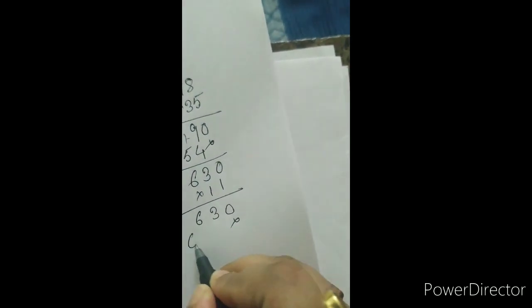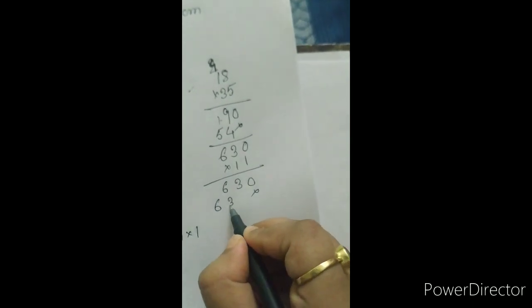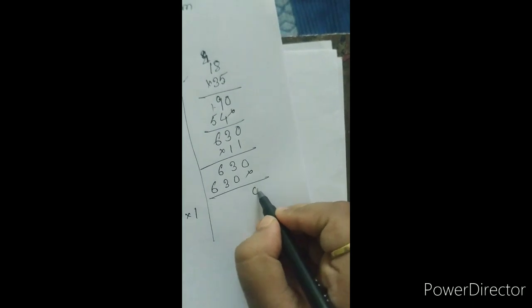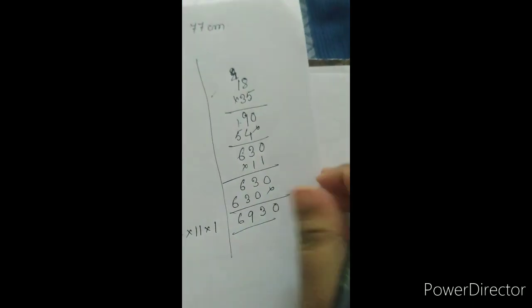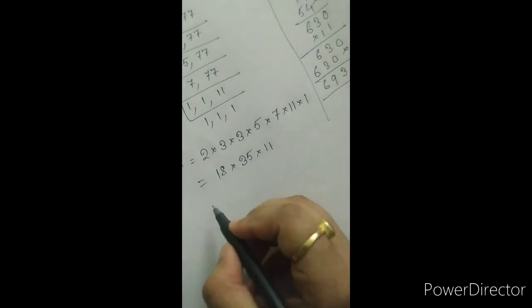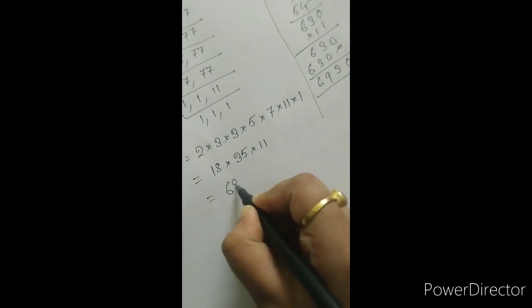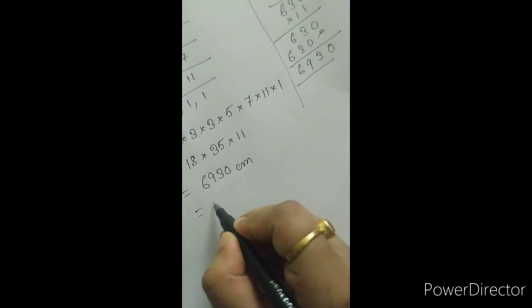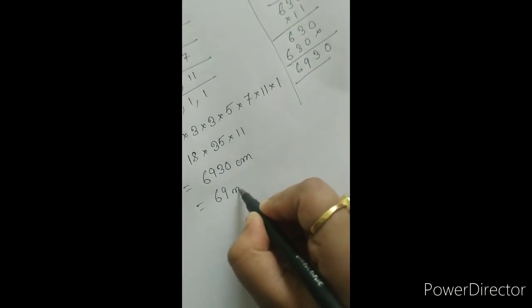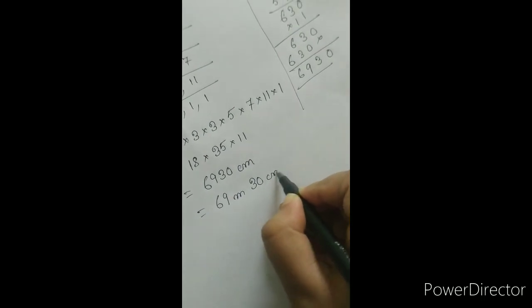So it will become 630, 630 equal to, this is our rough column children, 396. So we get our answer as 6930 centimeter. This one you can also write as 69 meter 30 centimeter.